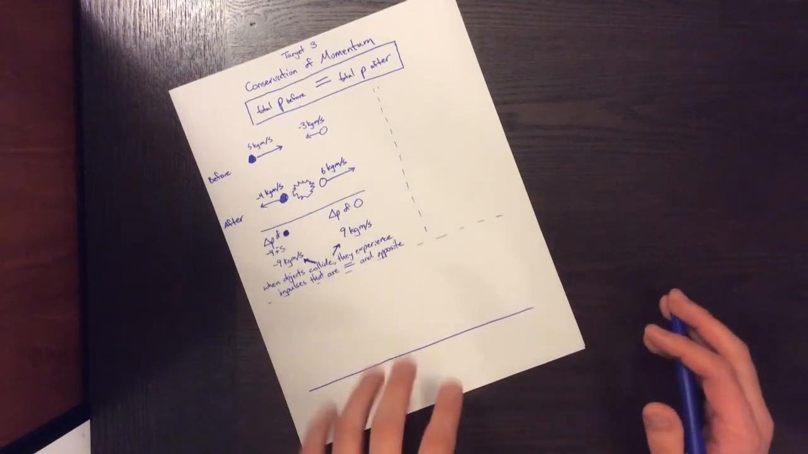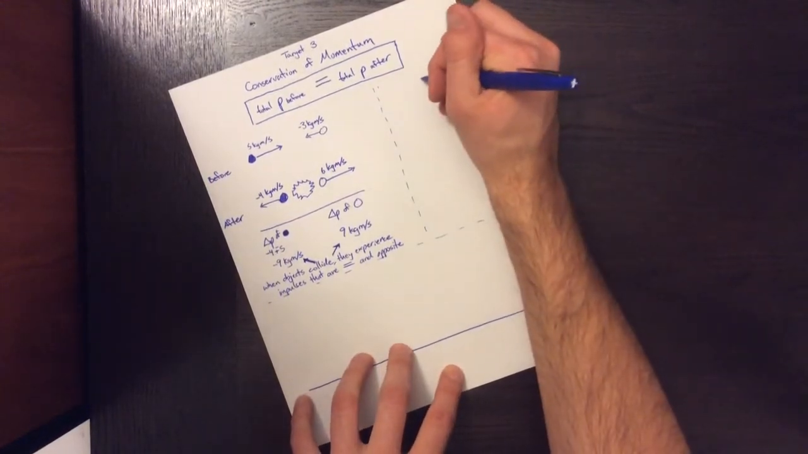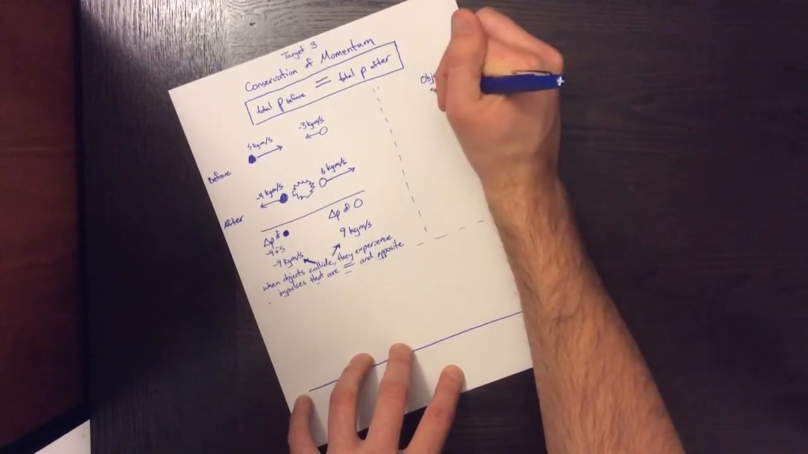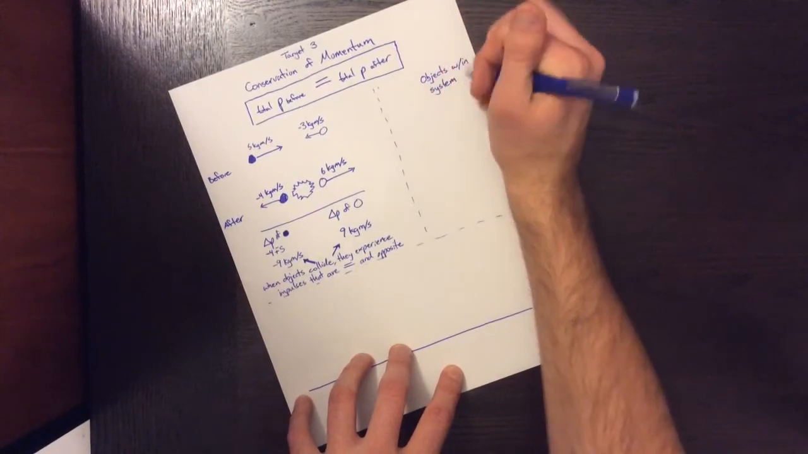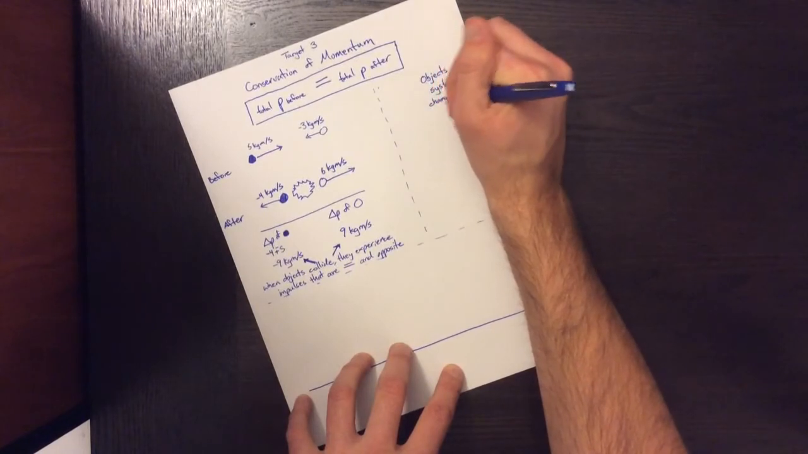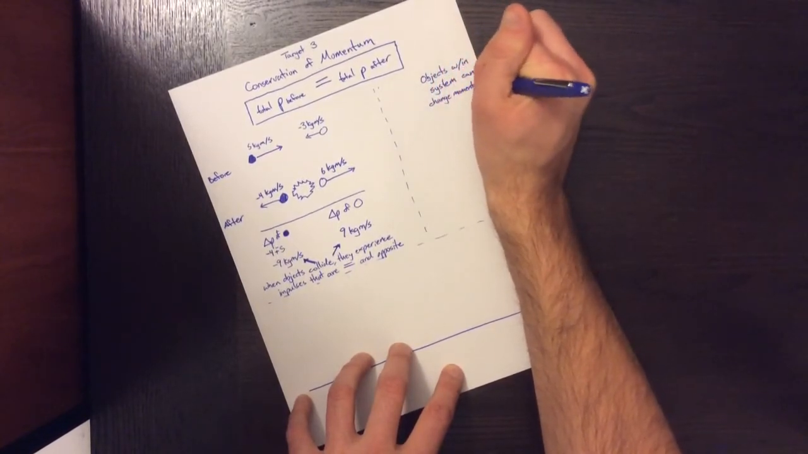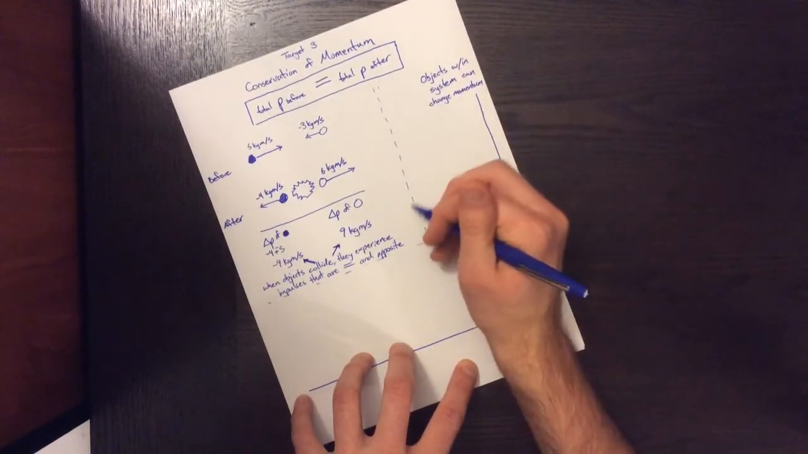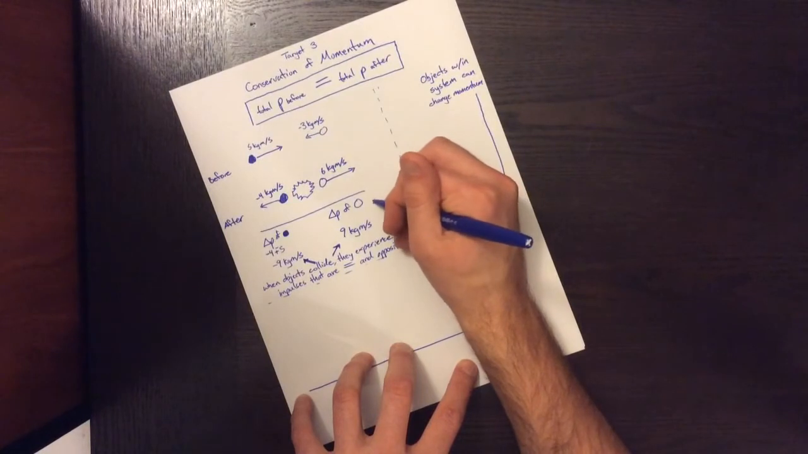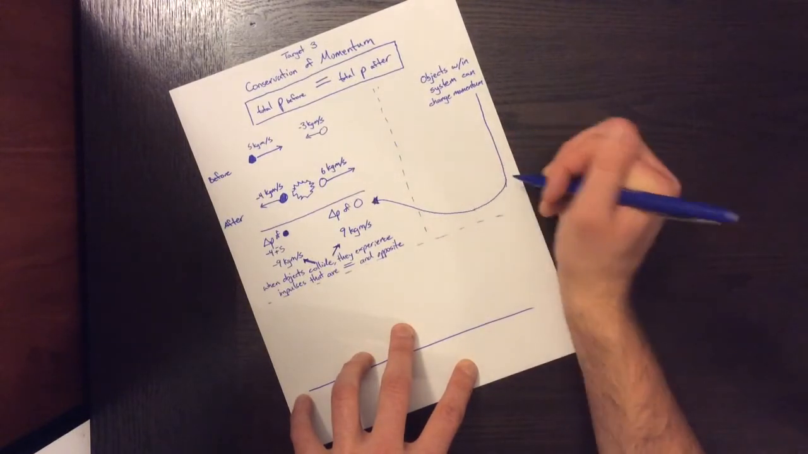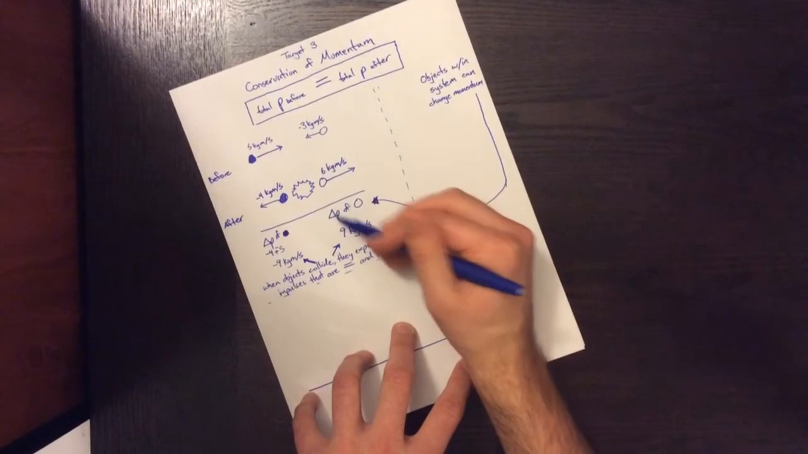Okay, so what we could say is that objects within a system can change momentum. And I'm going to draw an arrow basically going right here, showing that. All right, so objects within a system can change momentum.